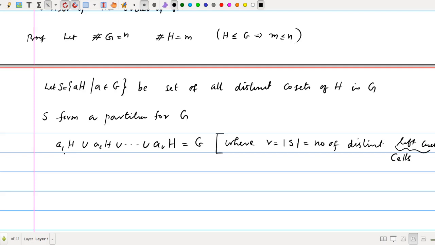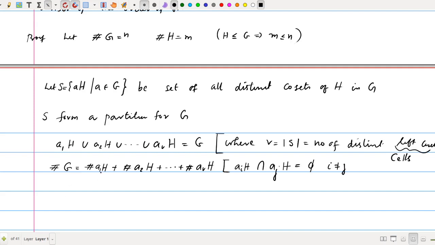Now you can say that since these distinct cosets are disjoint, the cardinality of G will be equal to the cardinality of A1H plus the cardinality of A2H plus etc. plus the cardinality of ARH. That is because of the property of partitions. This is because any AIH intersection AJH is equal to empty for I not equal to J. That means these are pairwise disjoint sets in the partition.